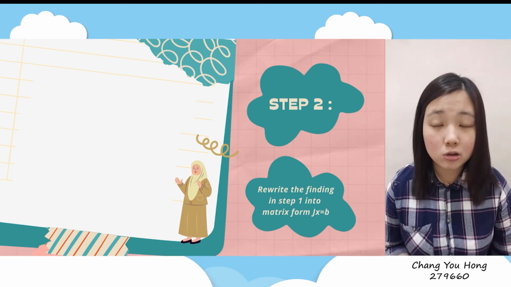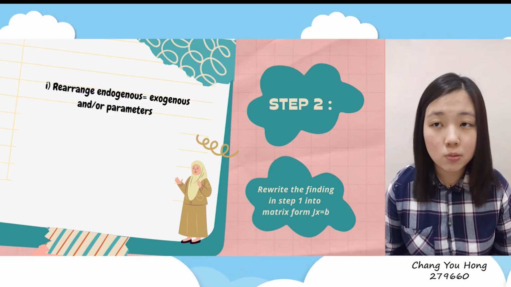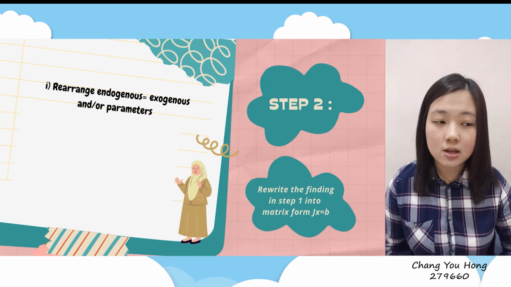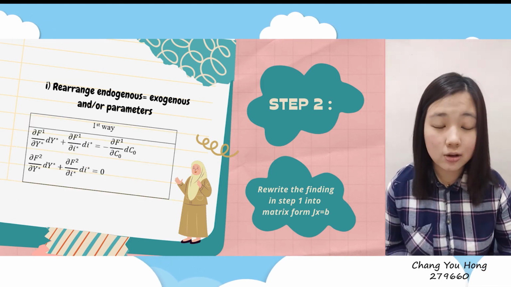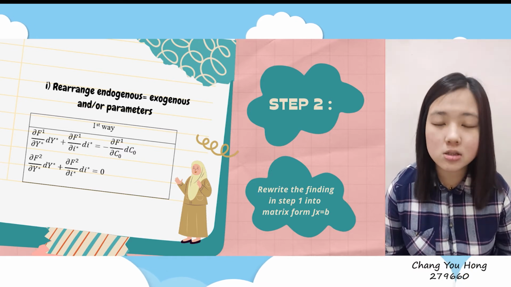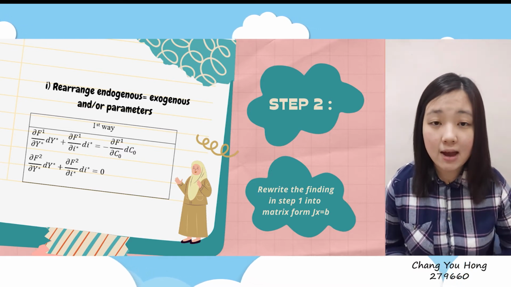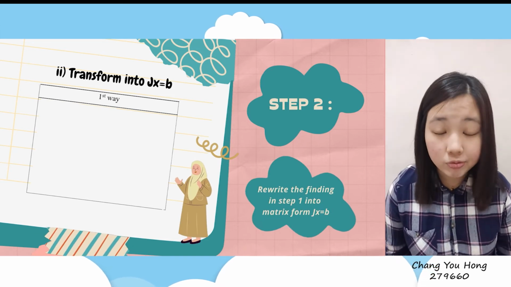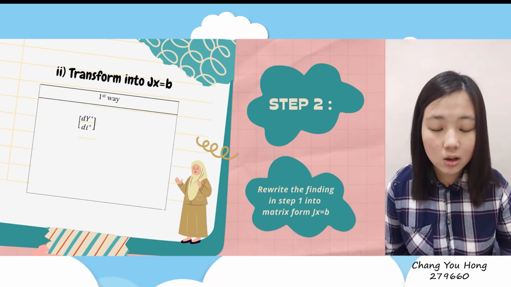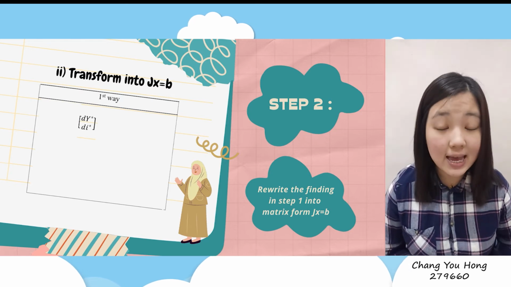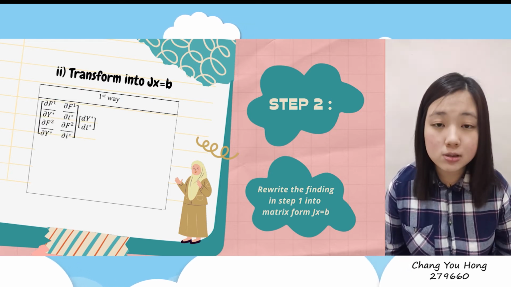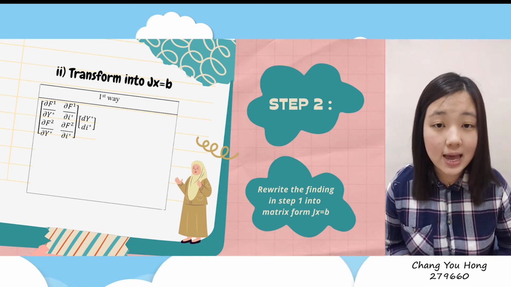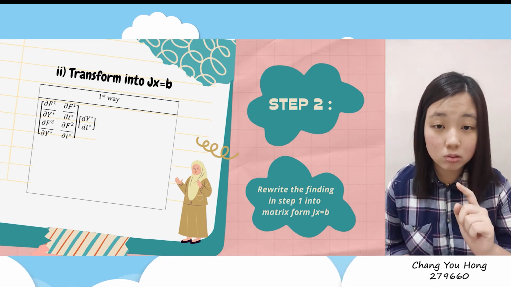For this step, we have 3 more steps to go. The first one is we have to rearrange the endogenous on one side and the exogenous and parameters on the other. As I mentioned just now, the endogenous and the exogenous, we just rearrange like that. After that, the second step is to transform into Jx equals B. For the x part, we just put the endogenous, which are dY star and dI star. For the J part, we put the total differential without the endogenous, dY star and dI star. We just cancel out those two.